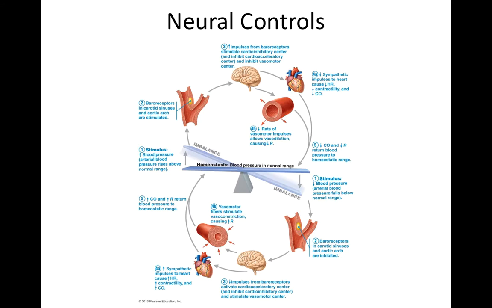So, if you jump out of bed really quickly and you feel your heart rate go up, it's because your blood pressure dropped, and then your cardiovascular center told your heart to increase the rate, but it doesn't stay up all day. As soon as we come back to normal range, it's going to shut this off via negative feedback.